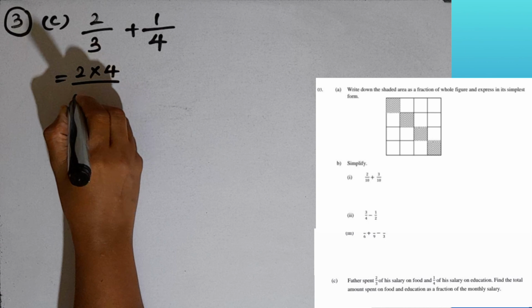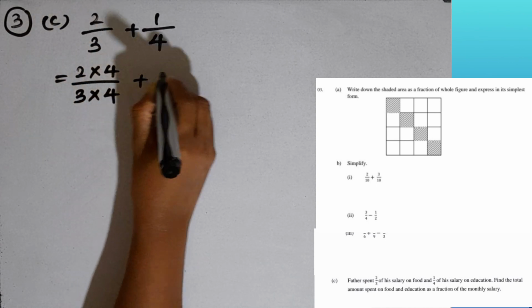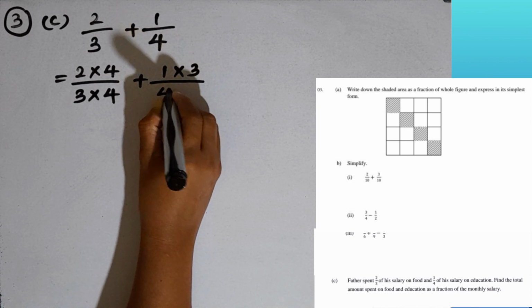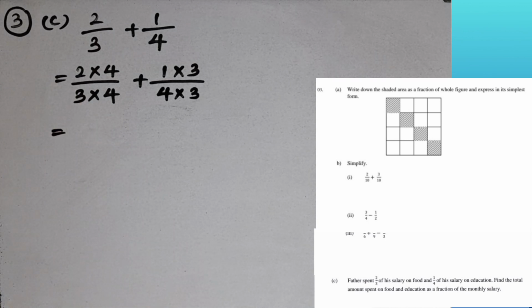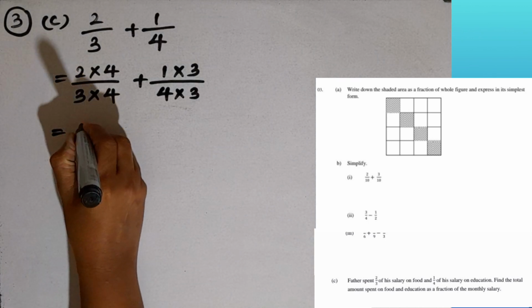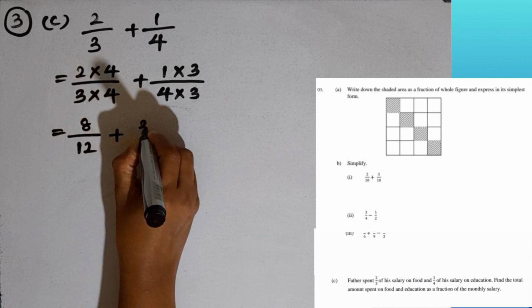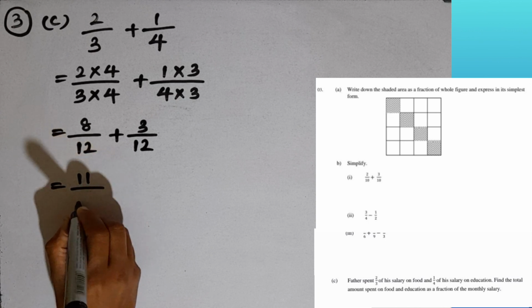2 multiplied by 4 over 3 multiplied by 4 plus, then the second by 3. 2 multiplied by 4 is 8. 8 over 12 plus 3 over 12. Answer is 11 over 12.